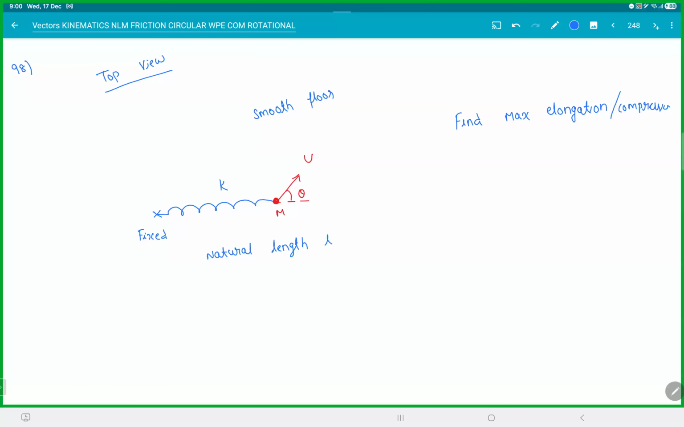Let me ask you this question. In this question, can I conserve linear momentum? Can I conserve work? Can I conserve angular momentum? Which one can I do? Let's ask, can I conserve linear momentum? Yes or no? Why not? Why can't you conserve linear momentum? What was the reason?